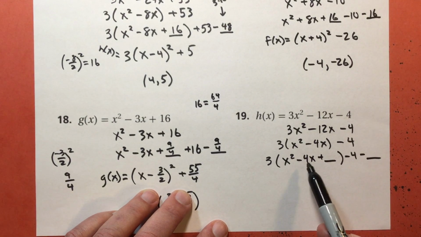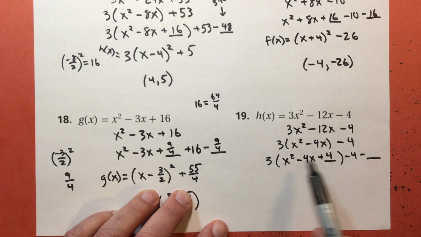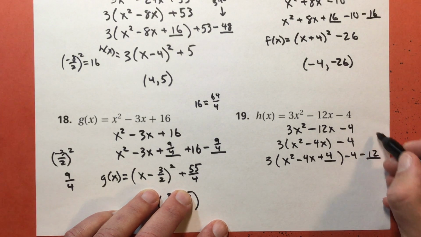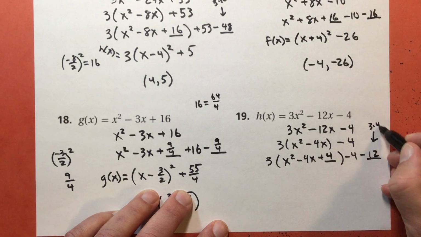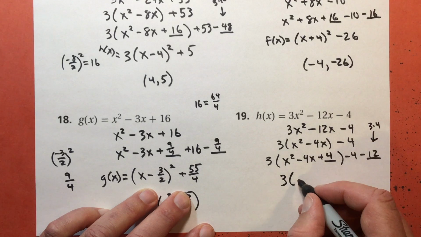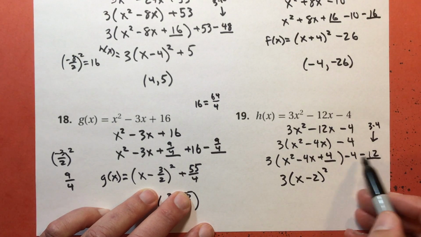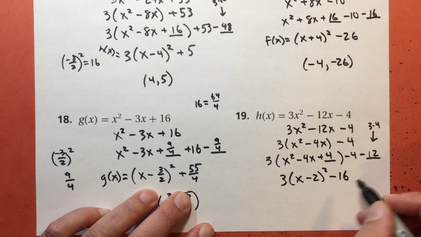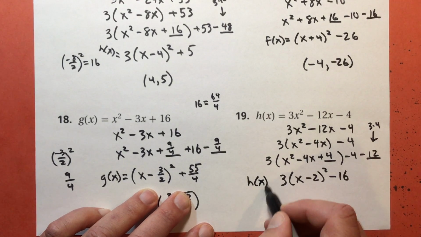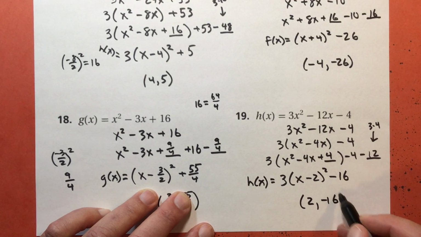Negative 4 divided by 2 is negative 2. Negative 2 squared is positive 4. Do not put a 4 here. Put 3 times 4, which is 12. Simplify, I get 3 times x subtract 2 squared. Negative 4 subtract 12 is negative 16. This function is named h, and its vertex is going to be 2, negative 16.